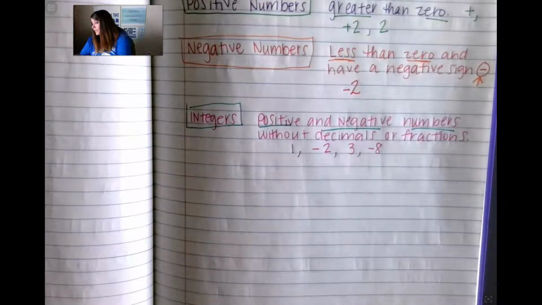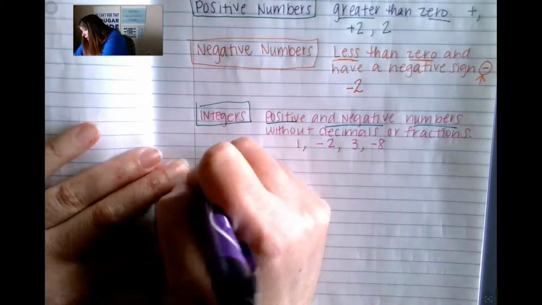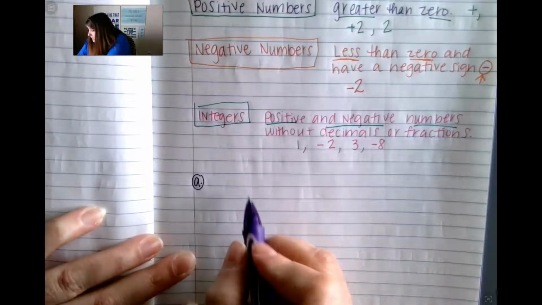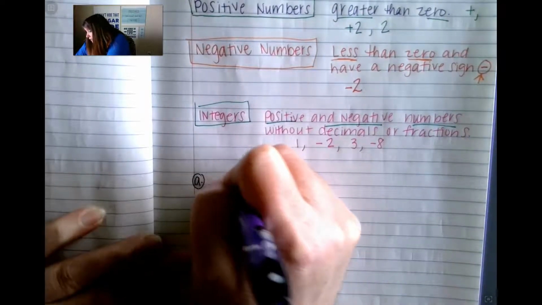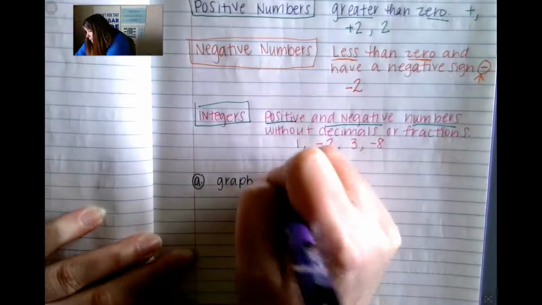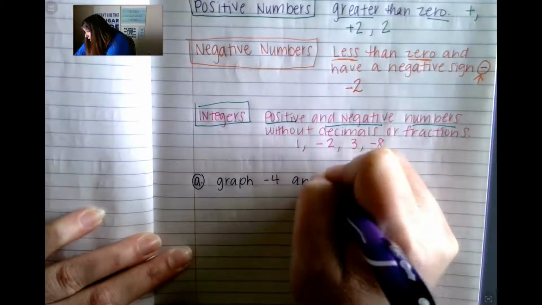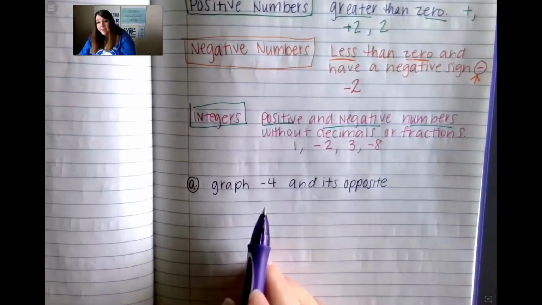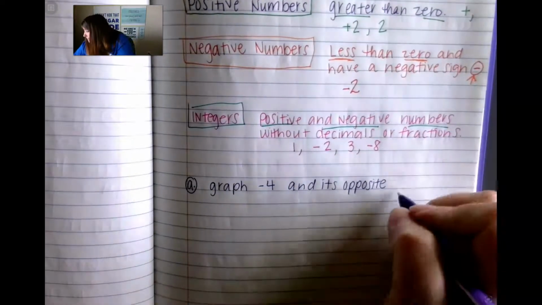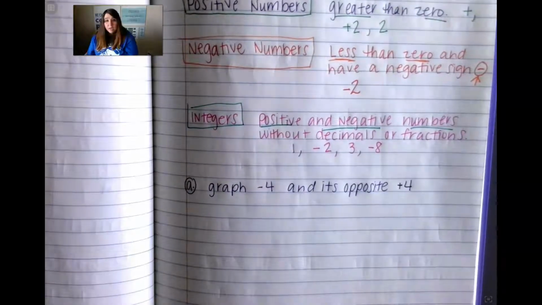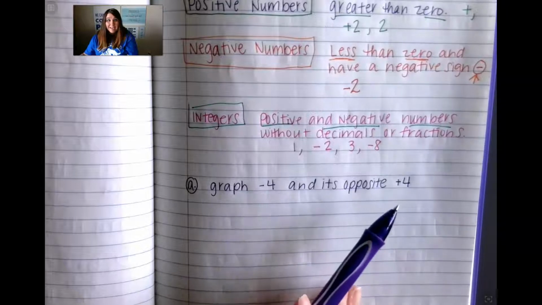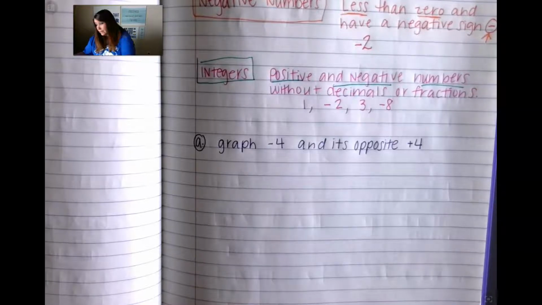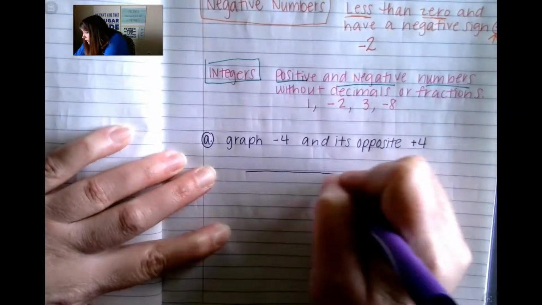Okay, so let's talk about what integers mean and where they are. So if we had integers, and it told us to graph an integer, we would be looking at a number line. So let's say that it says to graph negative 4 and its opposite. Okay, well, the opposite of negative 4 is a positive 4. So we're going to graph both a negative 4 and a positive 4. And the way that we graph this is by putting it on a number line. So we're going to make a number line.